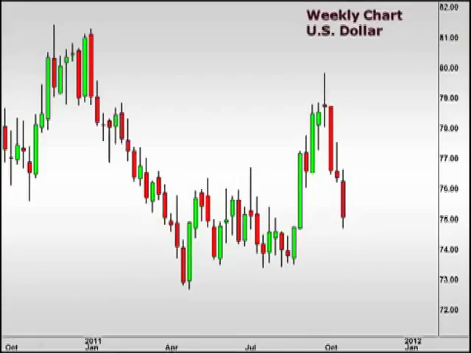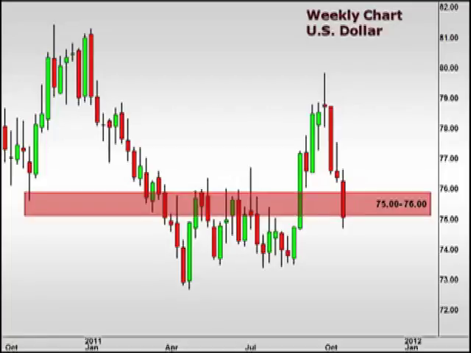Let's start off with a look at the weekly chart of the US dollar index. This is a great way to gain perspective as to how the US dollar has been trading against a basket of currencies. Well, the dollar index finished its third consecutive week in the negative, driven by the debt relief offered to Greece and the subsequent euro rally.